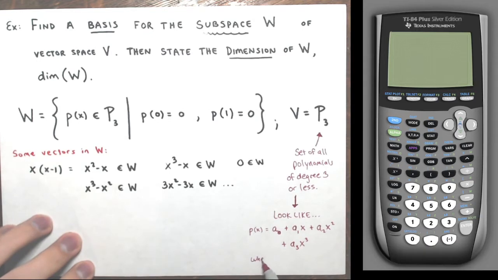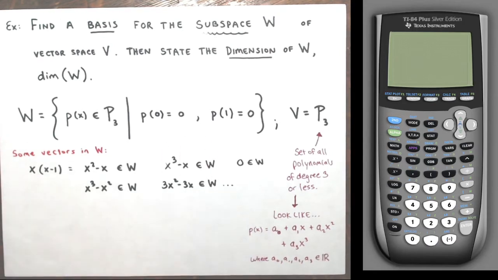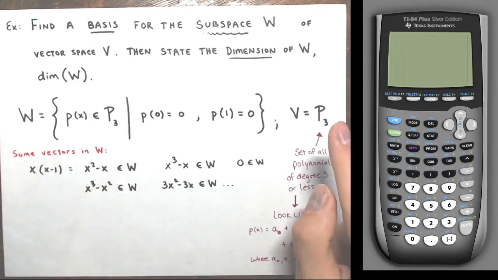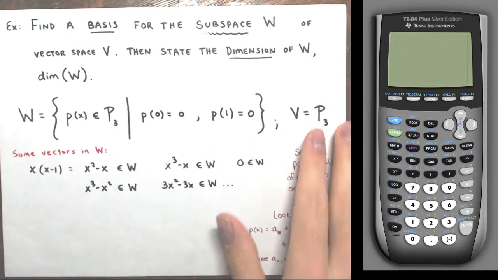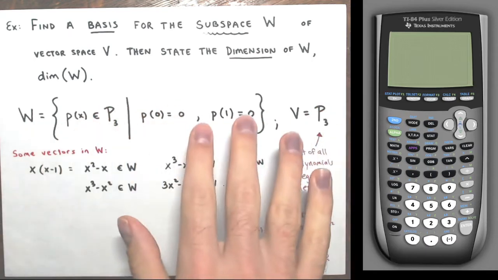Where a0, a1, a2, a3, let's just say these are polynomials with real coefficients, right? It wasn't stated, so let's assume that the coefficients of the polynomials have to be real numbers. So this is what every vector in P3 looks like. But now we're going to say, okay, which of these vectors actually belong to W?